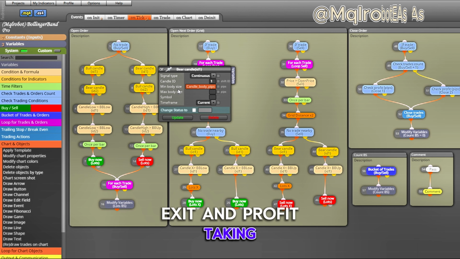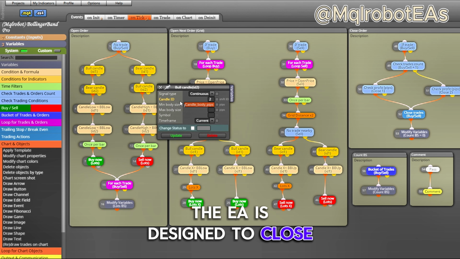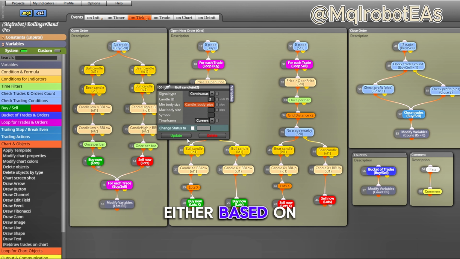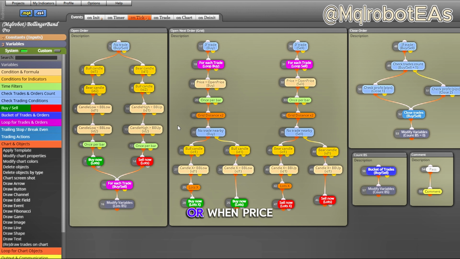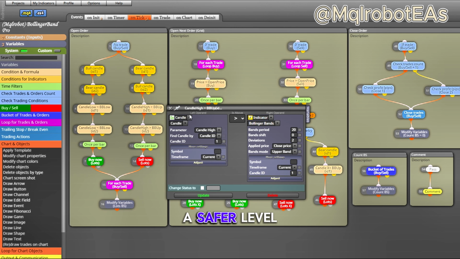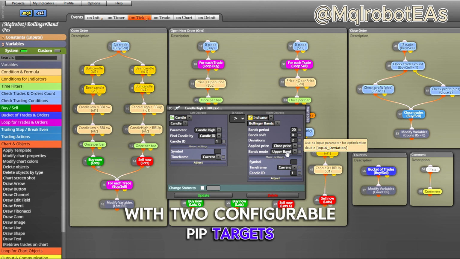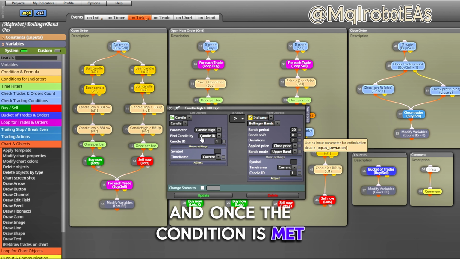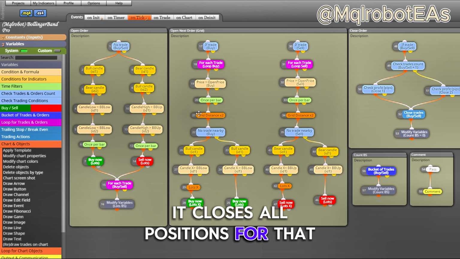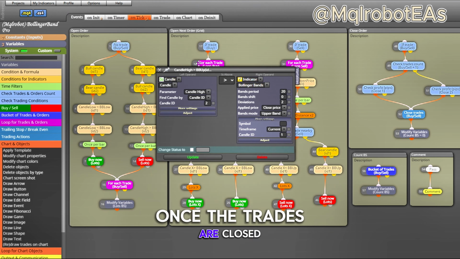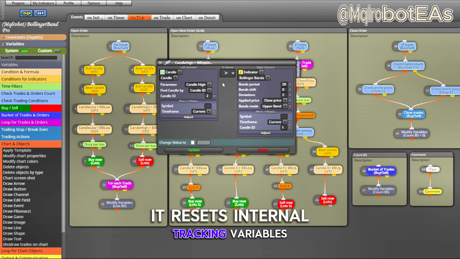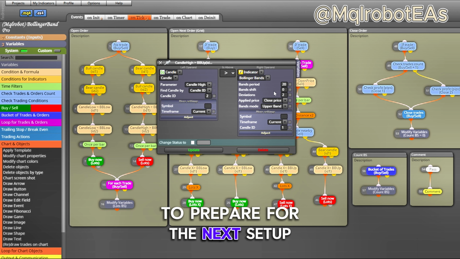Exit and profit taking. The EA is designed to close trades in profit, either based on a fixed pip gain or when price action retraces to a safer level. It checks for profit levels with two configurable pip targets, and once the condition is met, it closes all positions for that direction. Once the trades are closed, it resets internal tracking variables to prepare for the next setup.